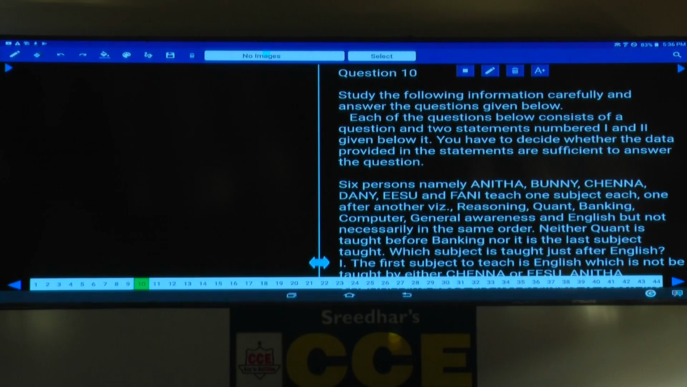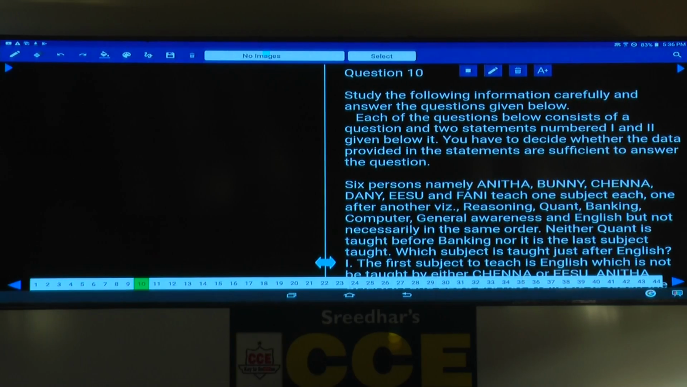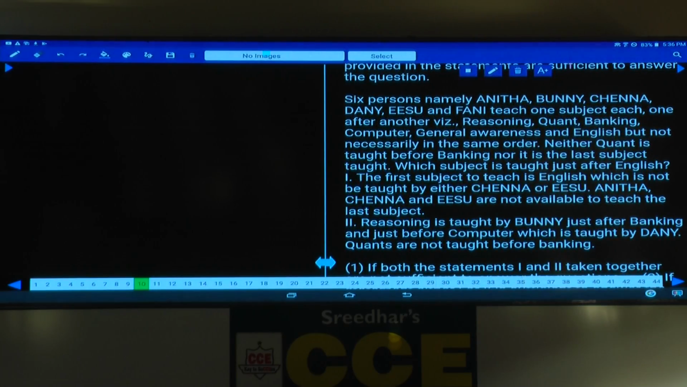Two statements, number 1 and 2, are given below the question. You have to decide whether the data provided in the statements is sufficient or not. Now in this one, how many persons are there? Six persons, A, B, C, D, E, and F, each teach one subject one after the other, reasoning, quant, and so on, but not necessarily in that order. What is the question here? Which subject is taught just after English? We should identify the subject which is taught after English.